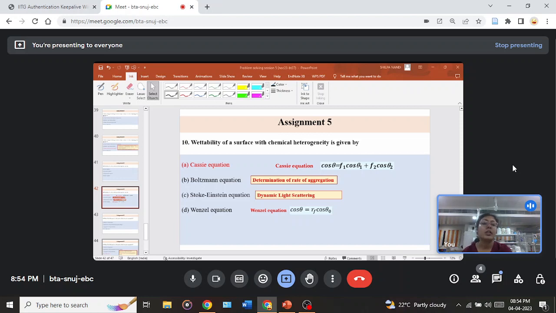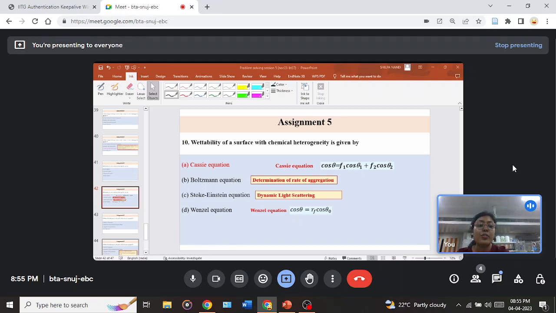So this particular equation also does not talk about the wettability. That is, you cannot find any theta in this equation. So you are left with option D, that is the Wenzel equation. The Wenzel equation is basically cos theta is equal to Rf cos theta naught. Now this Rf is your roughness factor, right?